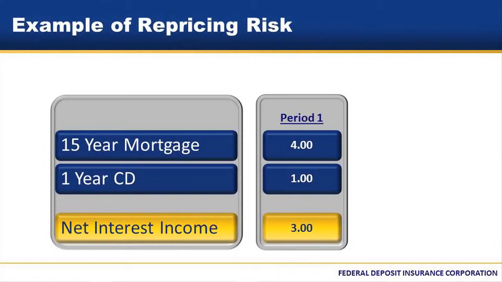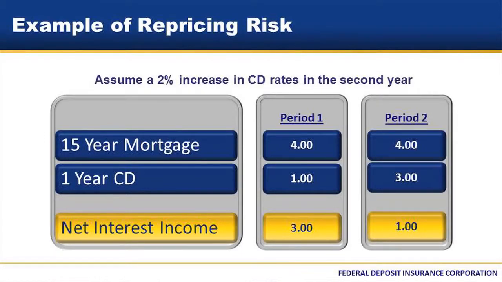Now, what happens in year 2 if market rates rise 2%? As you can see, the yield on the 15-year mortgage stays the same at 4%, but now the liability has repriced and the cost has increased from 1% to 3%, resulting in a decline in net interest income.